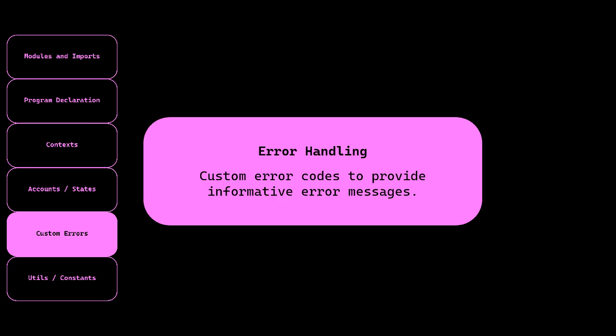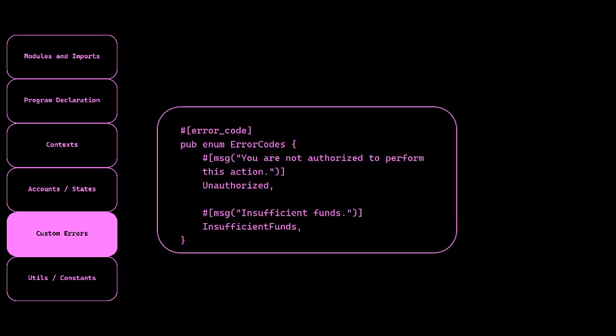Error handling with error macros. Anchor has built-in error handling. By using the error code attribute, you can define custom errors for different situations in your program. This makes it easier to debug and give your users clear feedback if something goes wrong. That's a basic overview of a single file Anchor program.